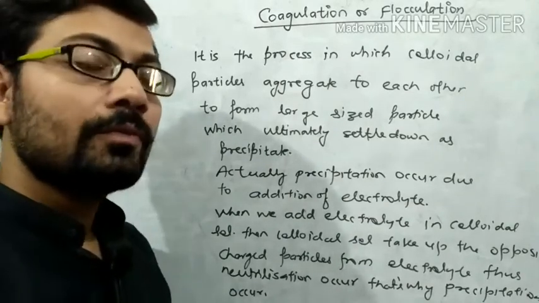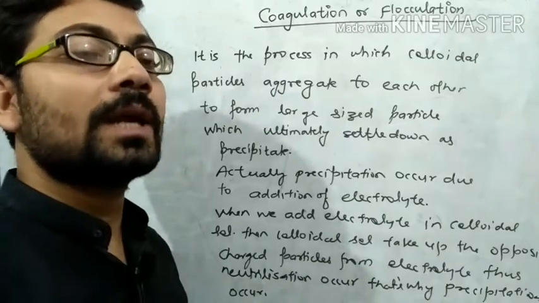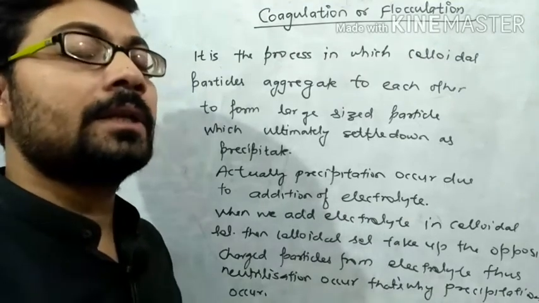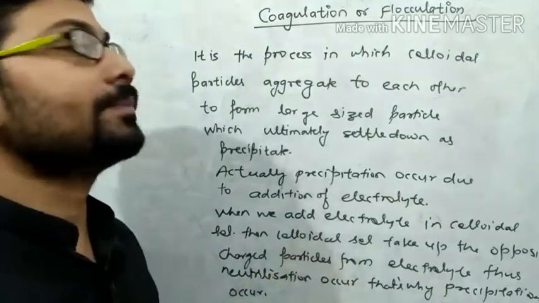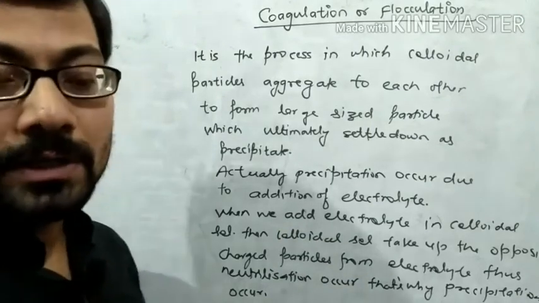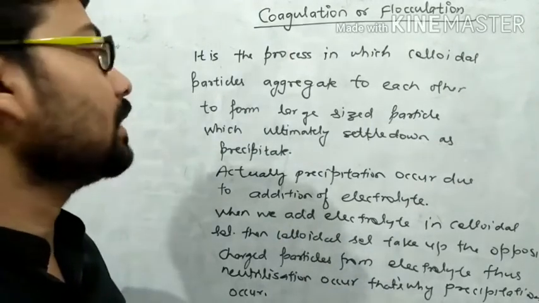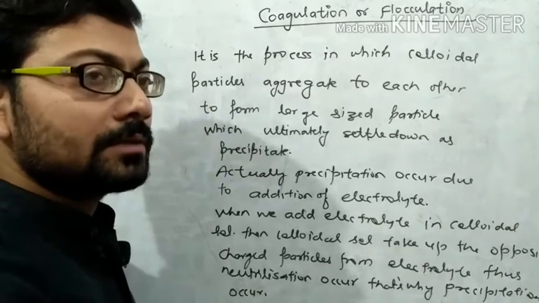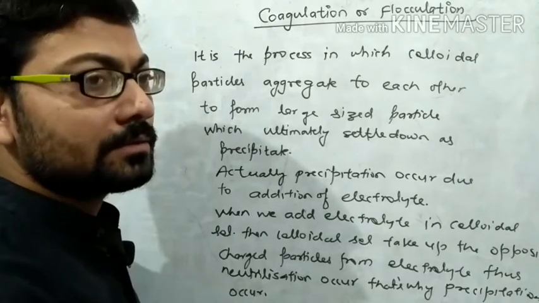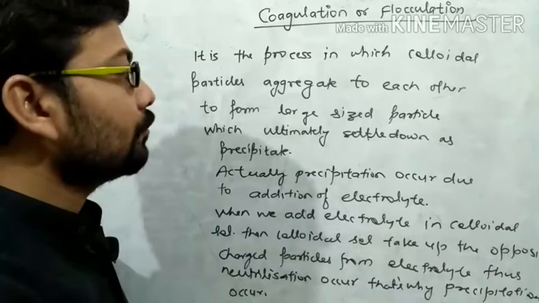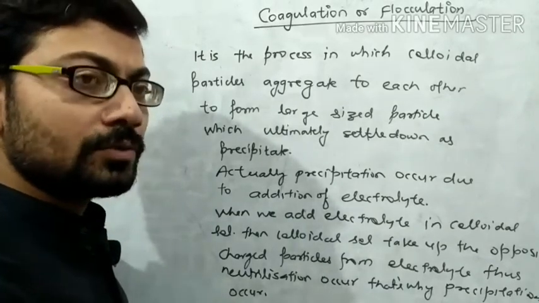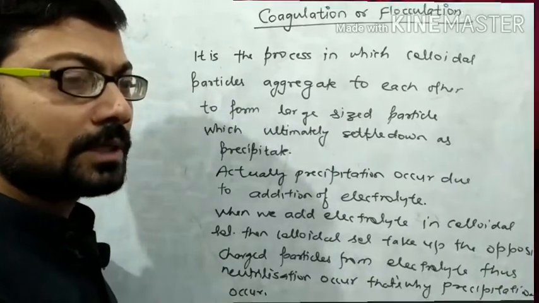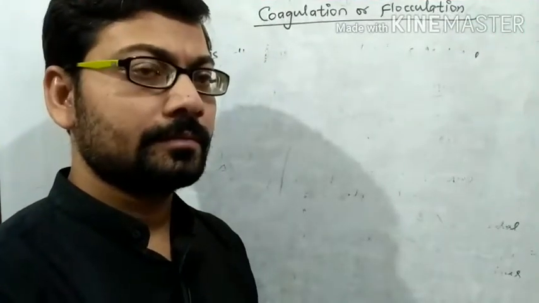What is coagulation? When we add some electrolyte, then the colloidal particles aggregate to each other to form large size particles and then get settled down. This is the concept of coagulation, right? Now what is flocculation? Actually, when we add a small amount of electrolyte, then we shake that colloidal solution, and it goes back to the original state. Right? Now the concept of flocculation.